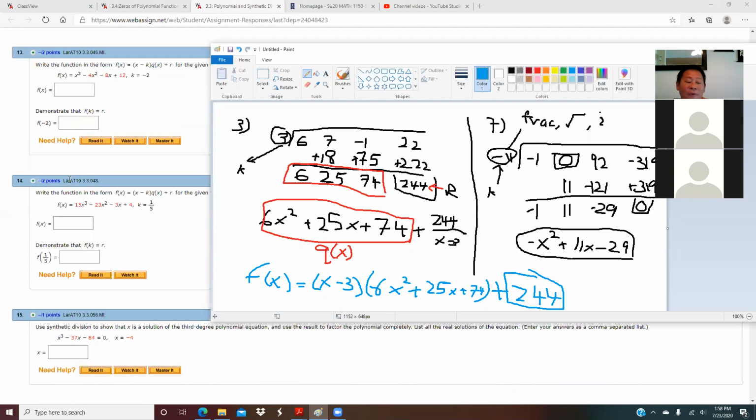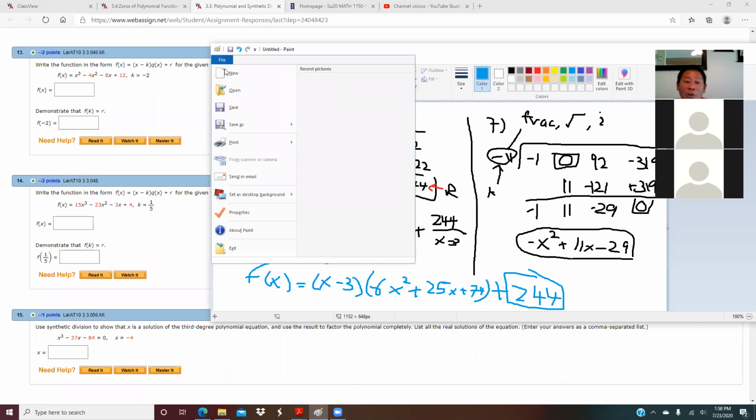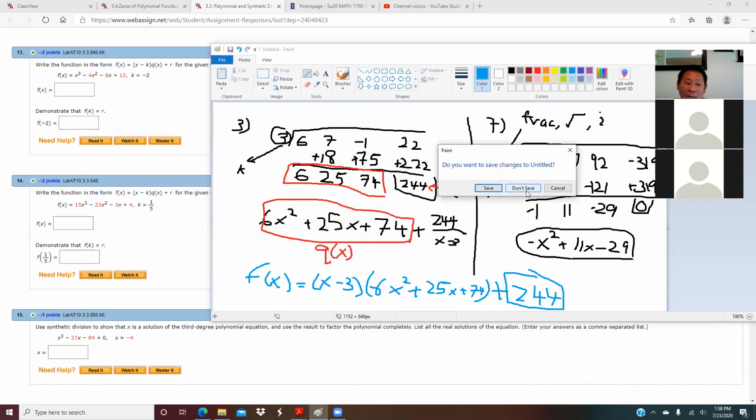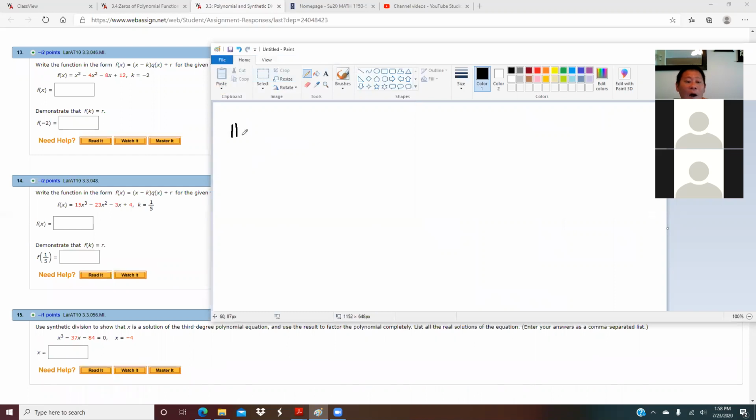So I'm gonna do question number 14 because it's a fraction. So make sure you guys have a calculator ready because 14 is a fraction. So in question 14, k is given as 1/5. So that means when you divide this, you put 1/5. You do not need to switch the sign. If they give you k, that is where the k goes. So if k is negative, you put negative. If k is positive, it's positive. And then you put in all your coefficients here: 15, negative 23, negative 3, and 4.